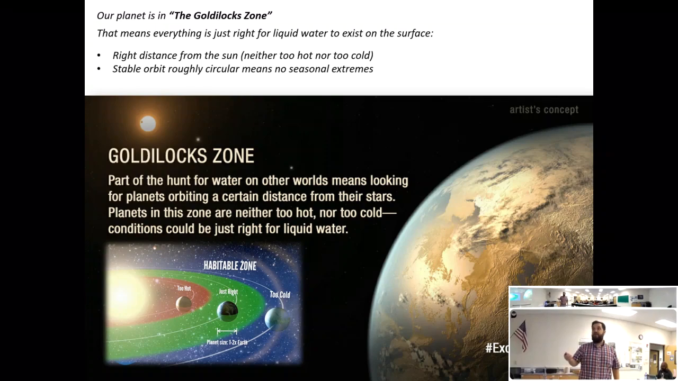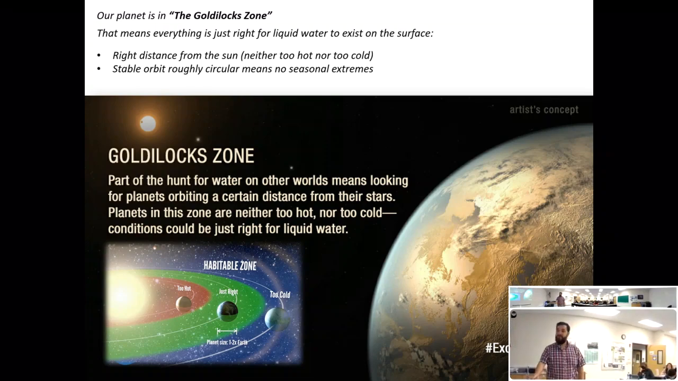You have to have also a stable enough orbit. That's another factor here too. Some planets have very erratic orbits. They change a lot. They will become maybe more elliptical one year, and more circular another. They'll have this varying distance from the sun that is very unstable, and it's not really conducive to life or to liquid water. So it has to have a stable orbit, no seasonal extremes.